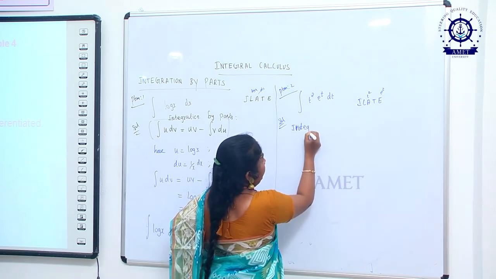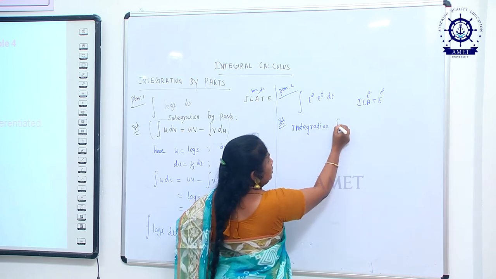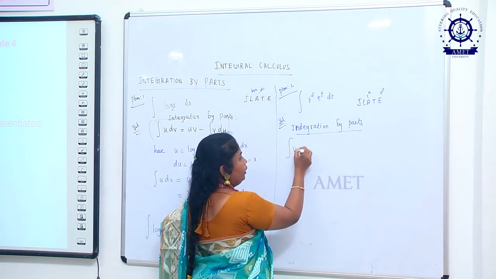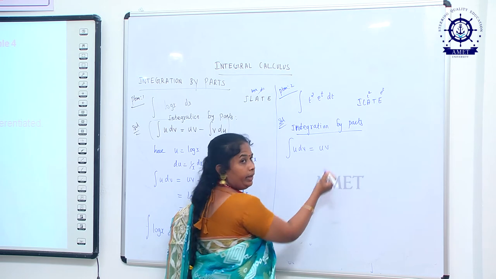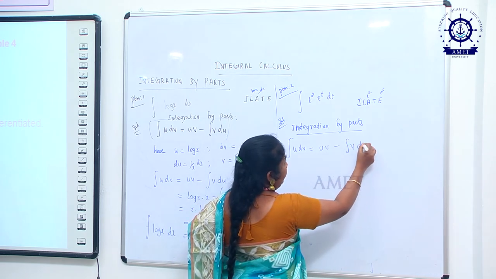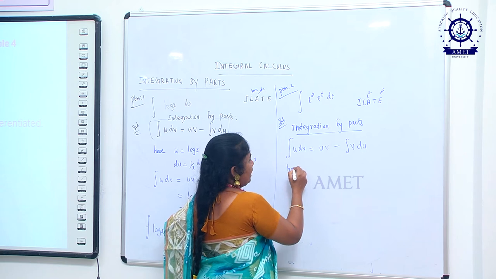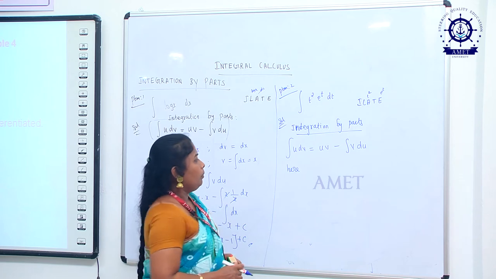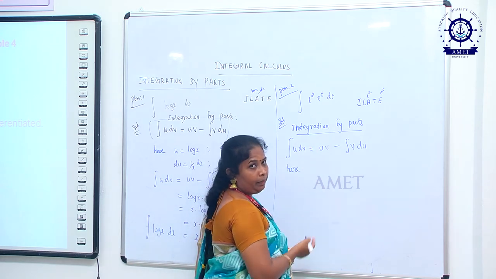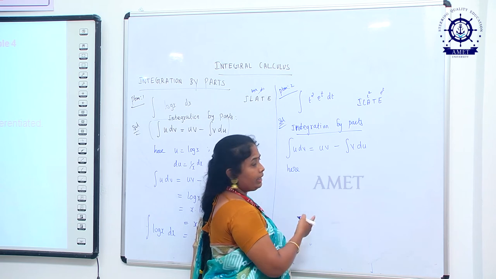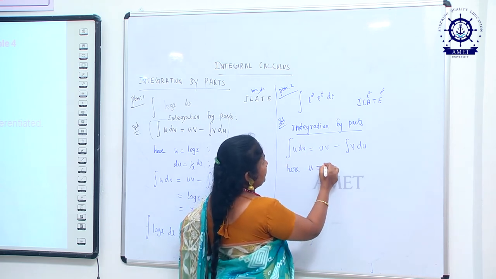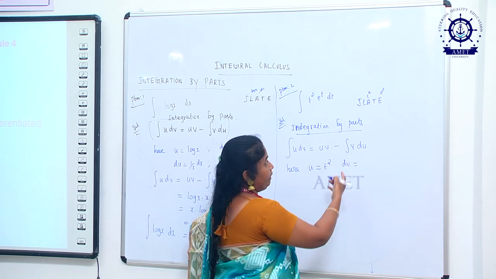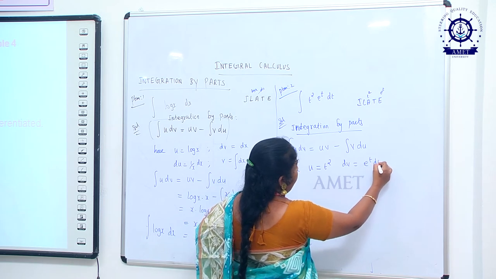Already we know the integration by parts formula: integral of u dv equal to uv minus integral v du. Next, how to select u and dv? Apply the highlight rule. The function that appears first, you select as u. So here u is t square, and dv is the second function, so dv equal to e power t into dt.